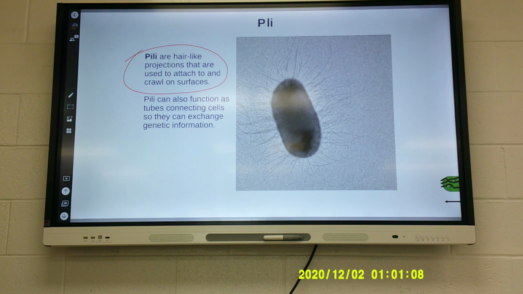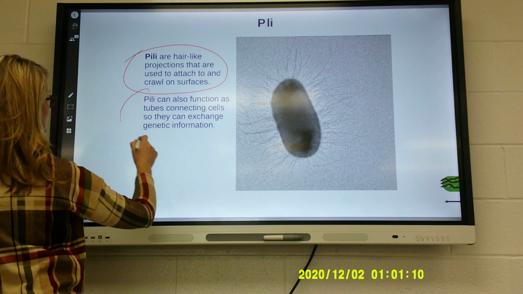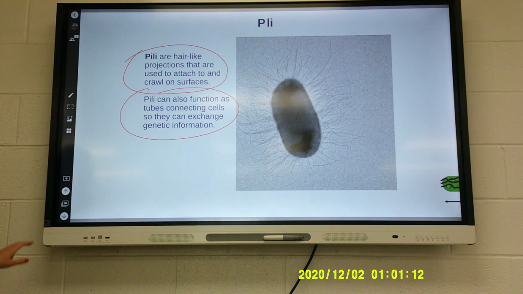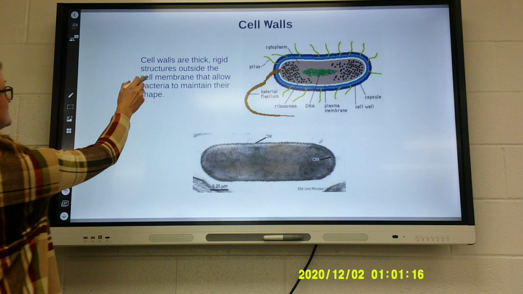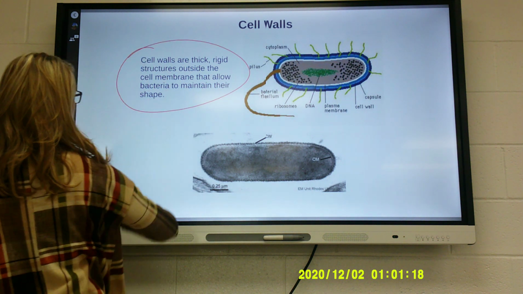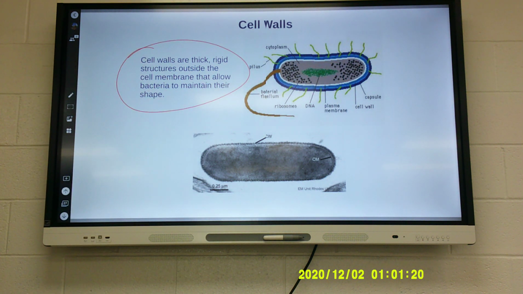Pili can also function as tubes connecting cells so they can exchange genetic information. Cell walls. Cell walls are thick, rigid structures outside the cell membrane that allow bacteria to maintain their shape.